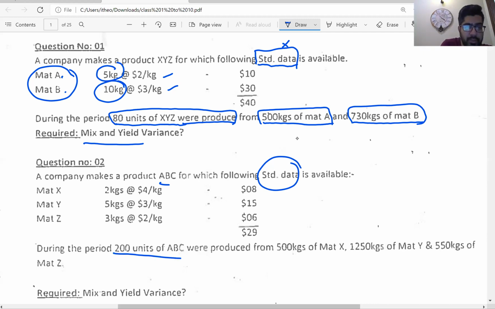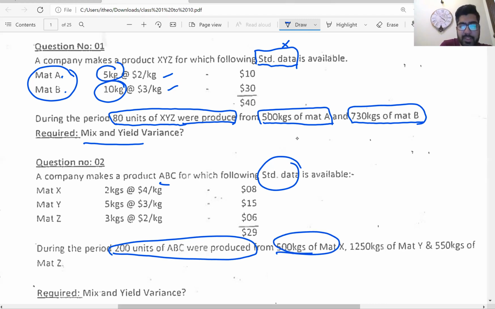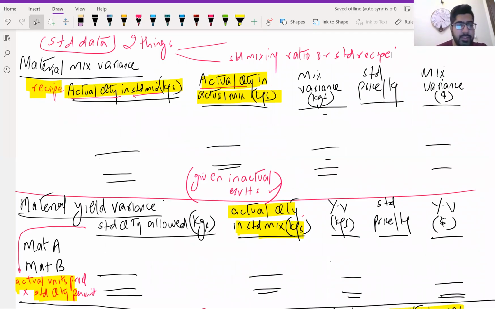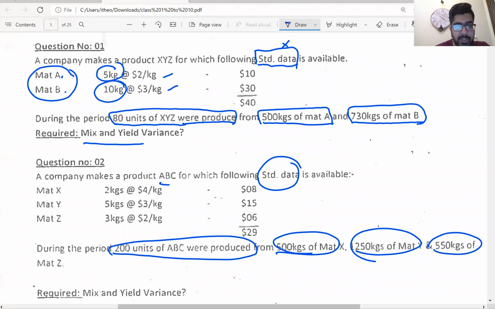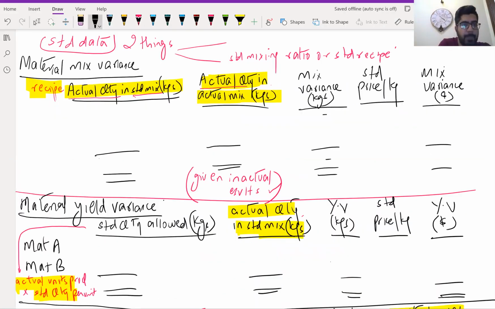During the period 200 units of ABC were produced from 500 kgs material X, 1250 kgs material Y, 550 kgs material Z, mixed yield rates. For mixed yield, we will immediately make the format. Material mix variance: whatever materials are there, make the rows. There are 3 materials, X, Y, Z, so you will make 3 rows. First column, actual quantity in standard mix, what the recipe states; actual quantity in actual mix, what you have input; comparison, mix variance in kg; standard price per kg; currency.